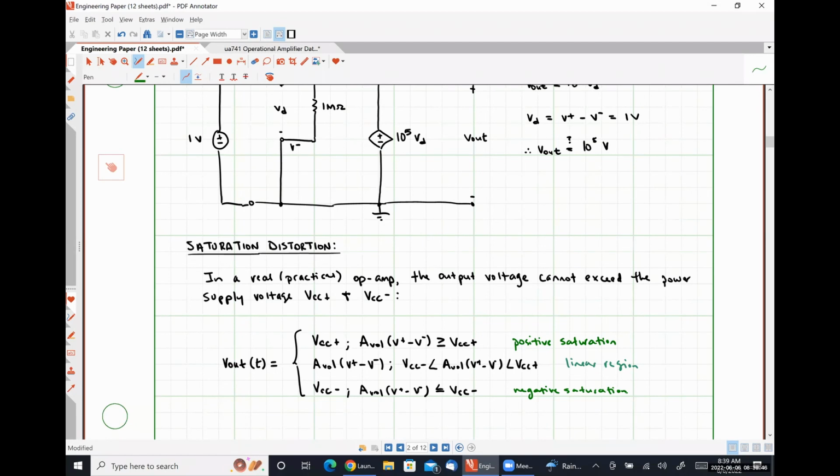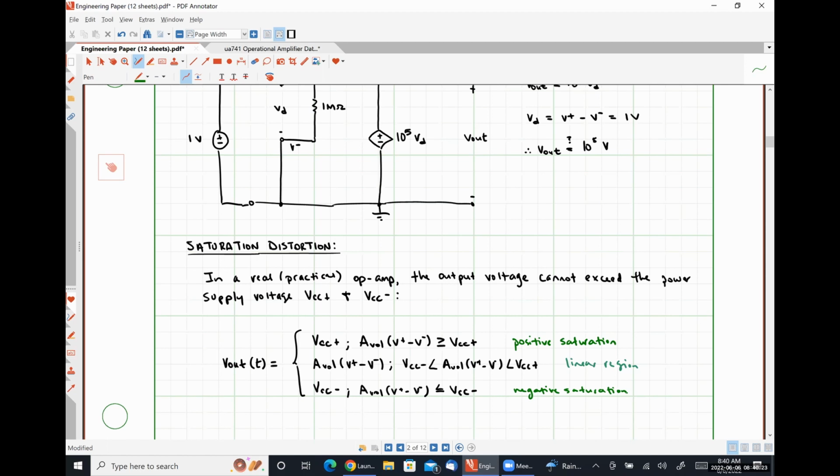So all of this piecewise definition really means is that our output voltage can never be more positive than our positive power supply voltage, and it can never be more negative than our negative power supply voltage. Now, in truth, this statement is only true for what's called a rail-to-rail op amp. And in a rail-to-rail op amp, it is designed in such a way as to let the output voltage go all the way to the positive and negative supply.